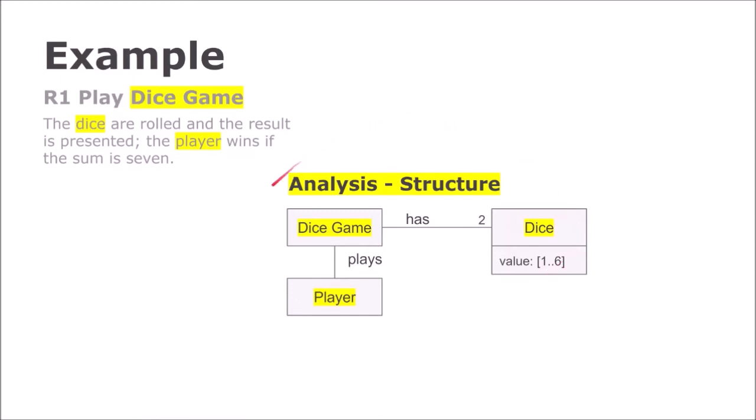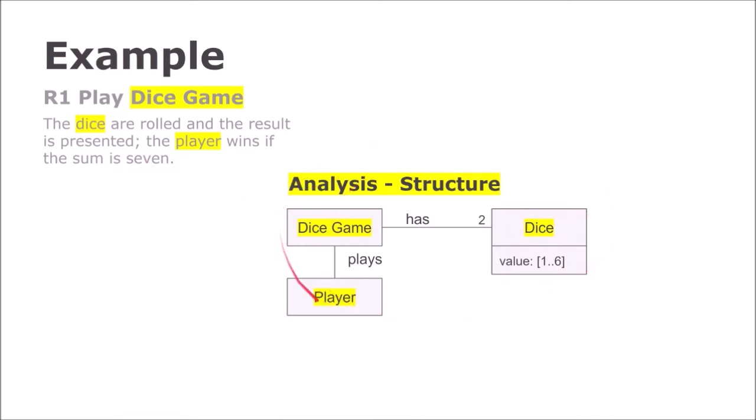Again, this was the static part that tells what entities are involved and how they are related. If we look at the requirement text, the focus here is a little bit more on actions. What is happening, the behavior of the system, what should happen in different situations. So we start off by rolling the dice, we look at the result, we have some kind of a winning condition here. So the requirement focuses more on the dynamic, what happens in different situations.